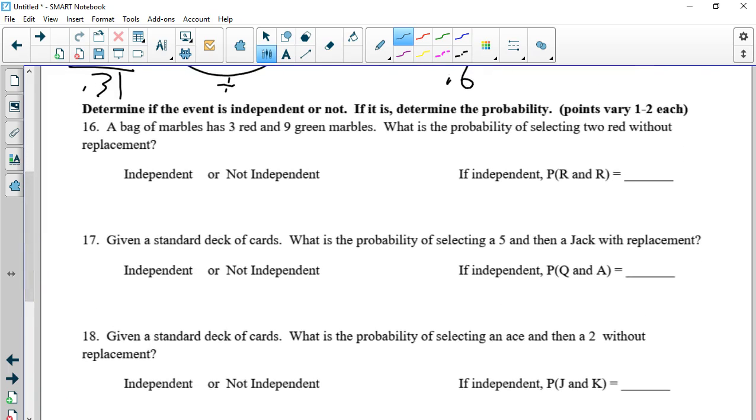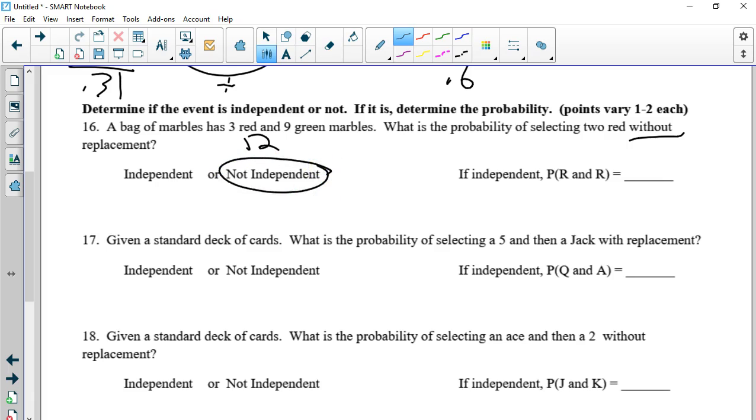Okay, 16. Now we're trying to determine if it's independent or not. So we got a bag of 3 reds and 9 green. So that's 12. So we just write that down as we have 12. So we might have to do some calculations. It says, what's the probability of selecting 2 red without replacement? Okay? So the key word is without again. Since we're doing without replacement, then that is not independent.